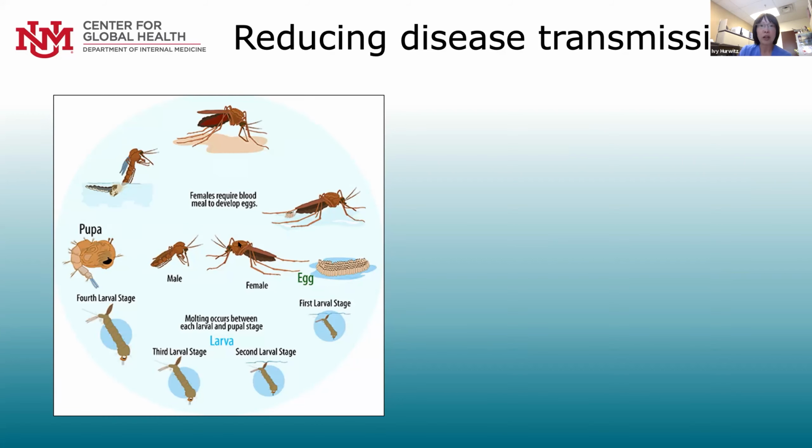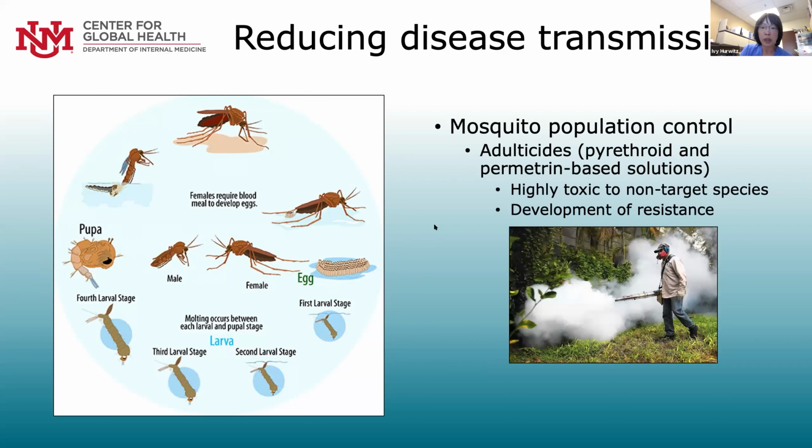over again. So if you look at this cycle, there are 2 obvious methods to control the mosquito population. One can use adulticides to target the adult mosquito that is flying around. Adulticides, which are usually either pyrethroid or permethrin-based solutions, are highly toxic, right? Not only to the mosquitoes, but also to non-target species. And because they've been used so much, there's been a lot of development of resistance.